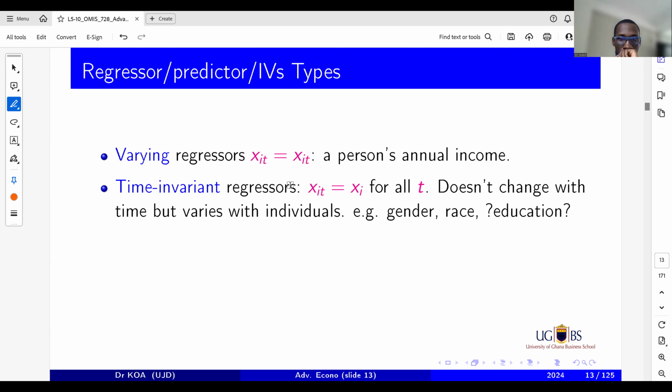Race is another one. You don't change your race every single year. Your race is changing between individuals, but it doesn't change over time. Generally, I'll put a question mark on race because in the example I'll show you, you will see that we will change race over time. Also, education.